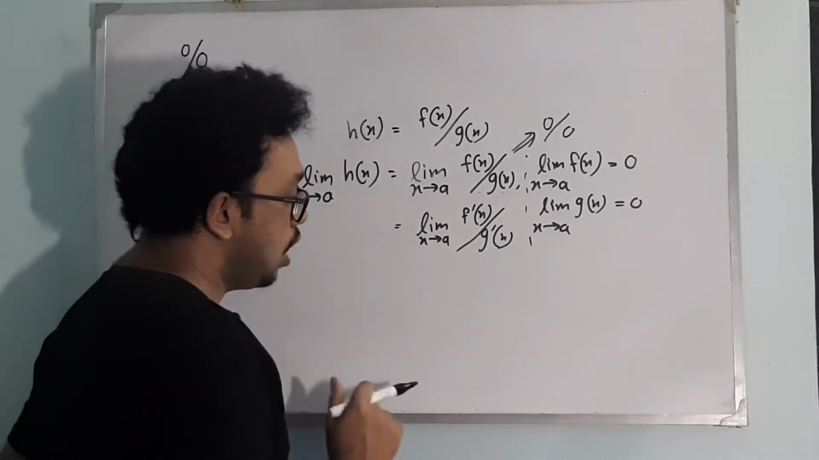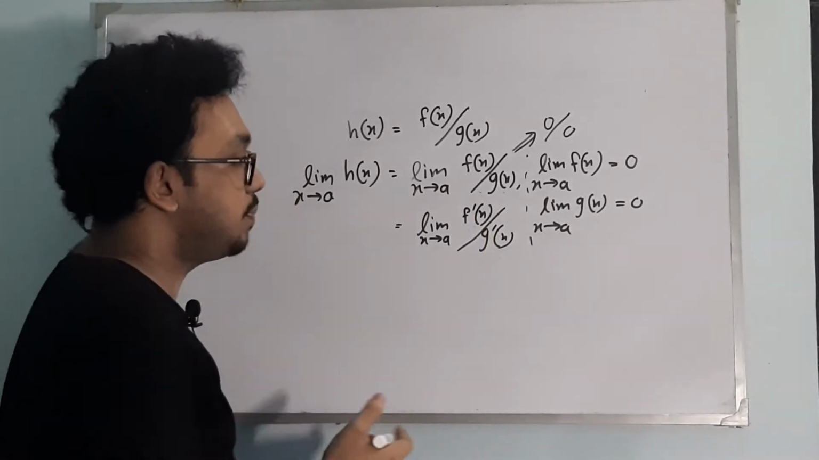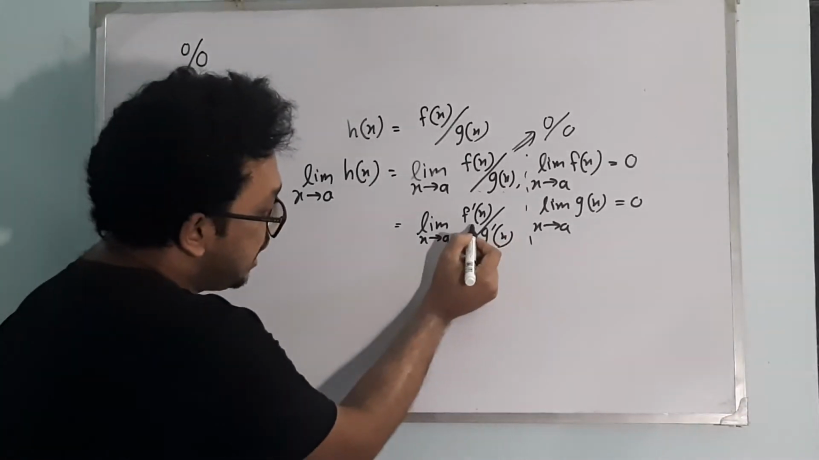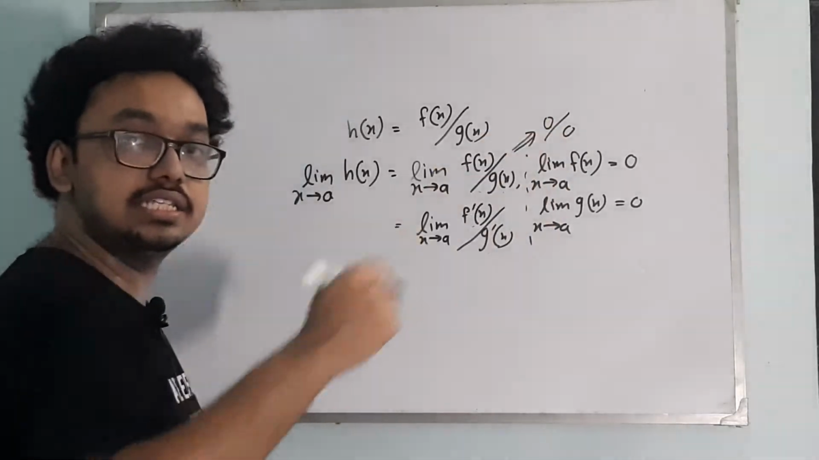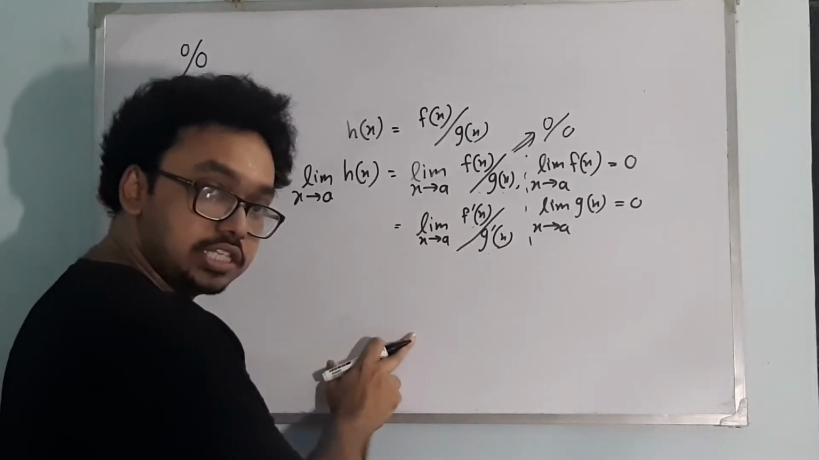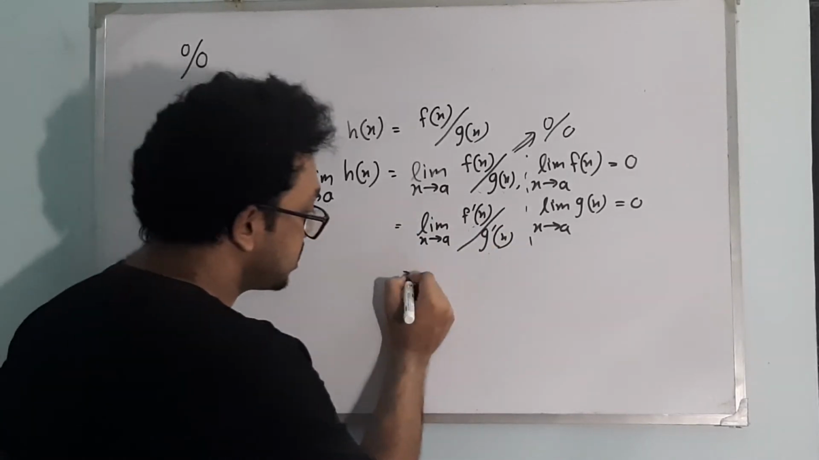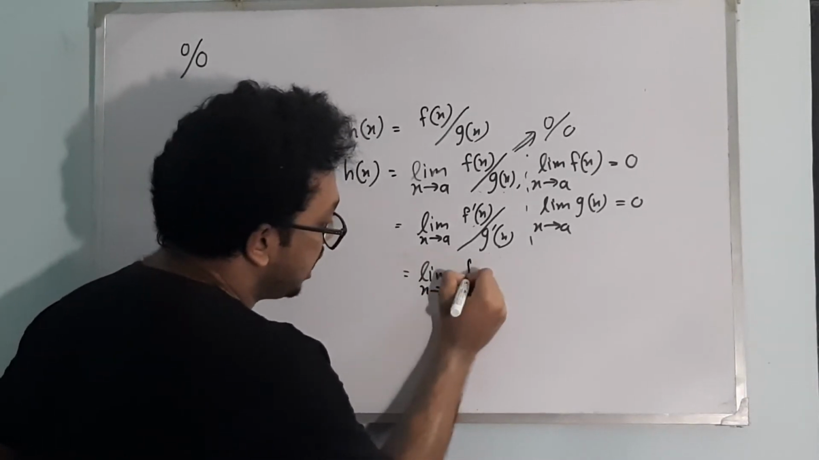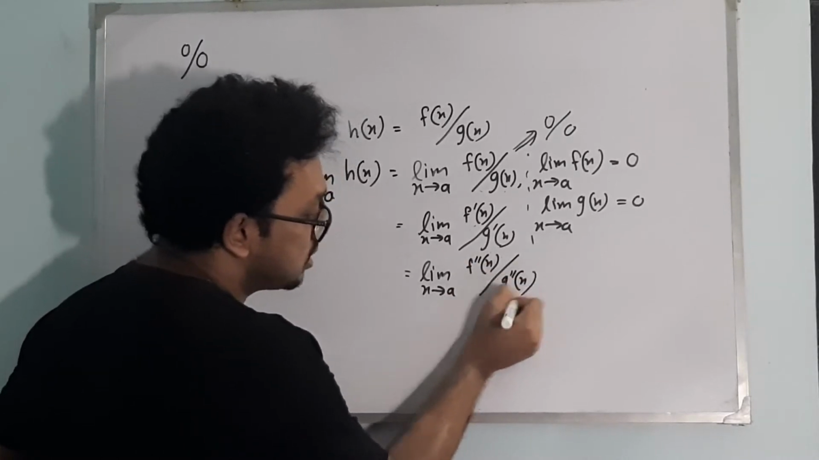This is the concept. Now if you further find that f'(x) and g'(x) are present in 0 by 0 form, then we will differentiate f'(x) again with respect to x, we will differentiate g'(x) again with respect to x, and this limit will be the same as the limit of f''(x) divided by g''(x).